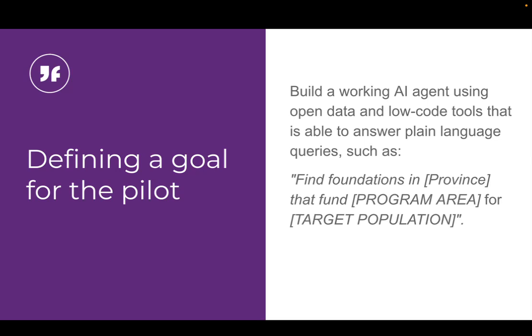We want a tool that understands plain language so that a user can ask a simple question like, "Find foundations in Ontario that fund youth programming," and get an accurate, intelligent list in return.